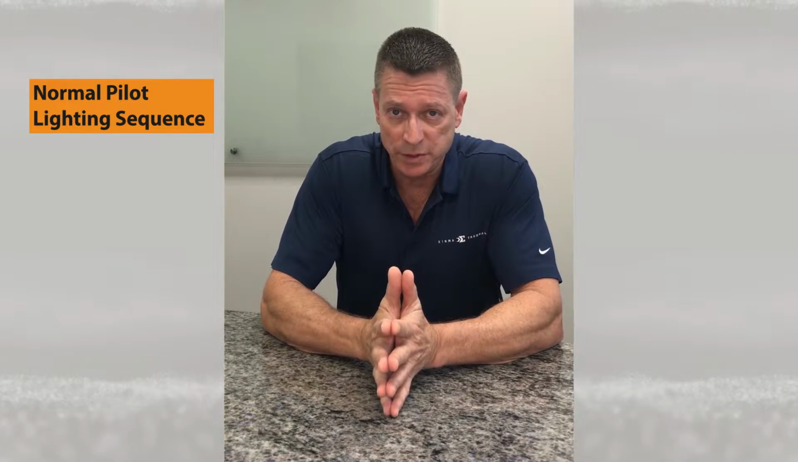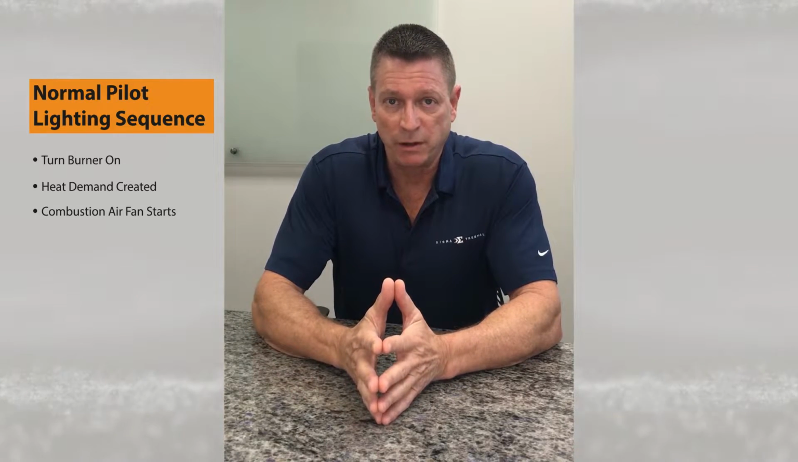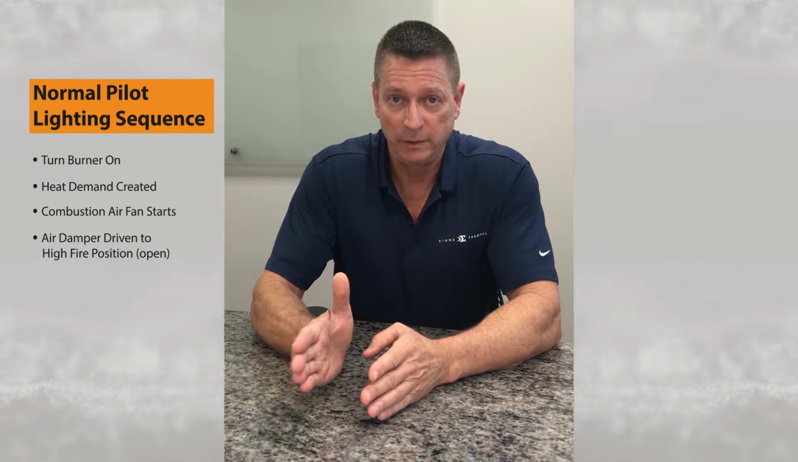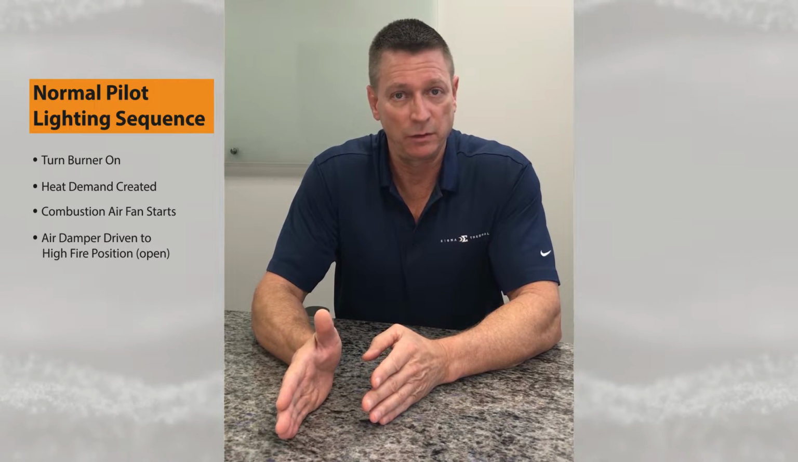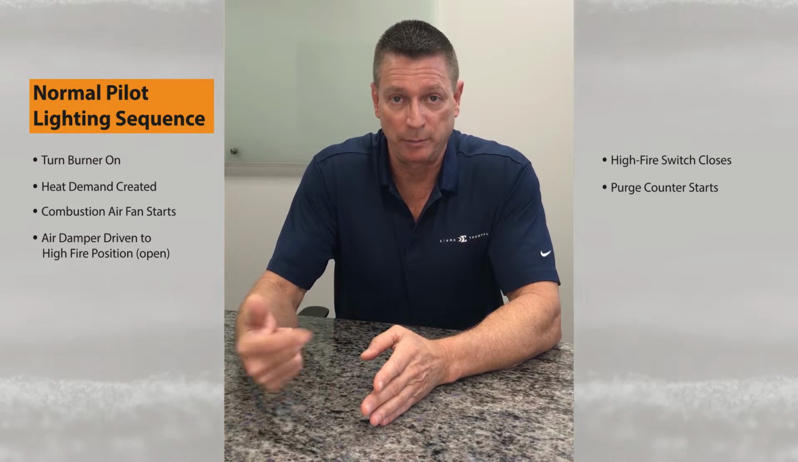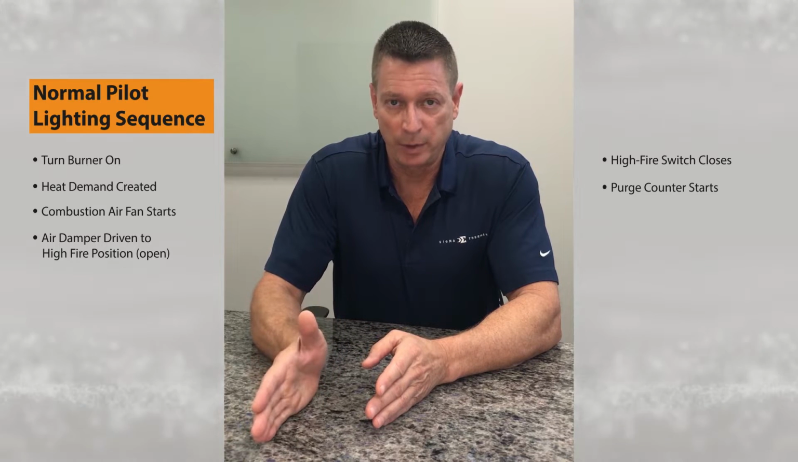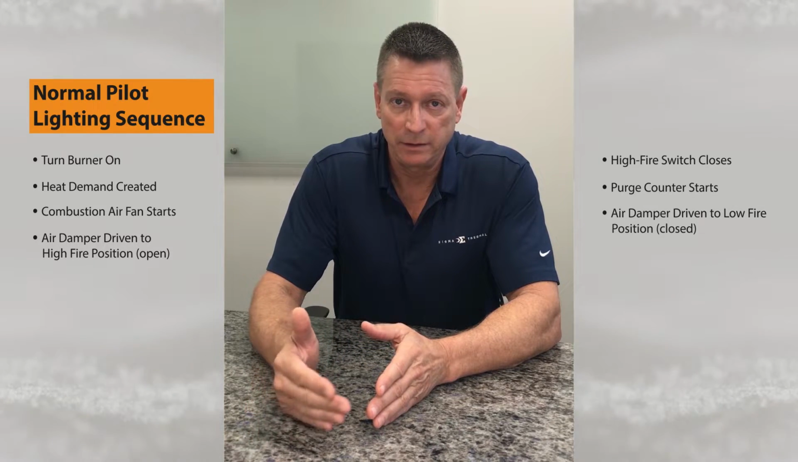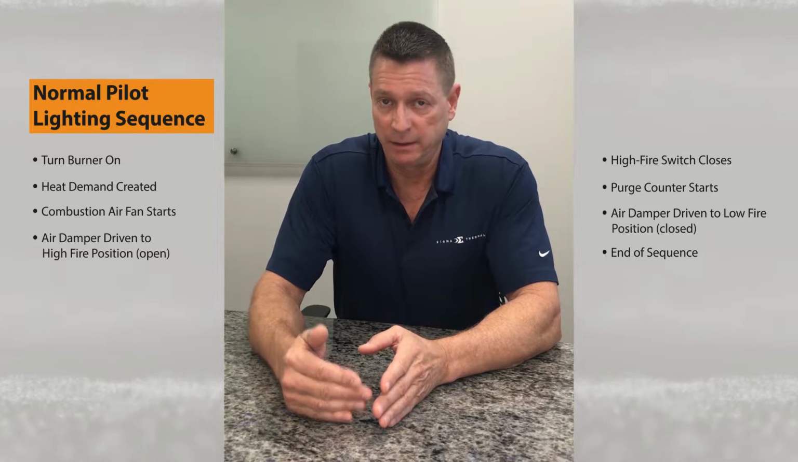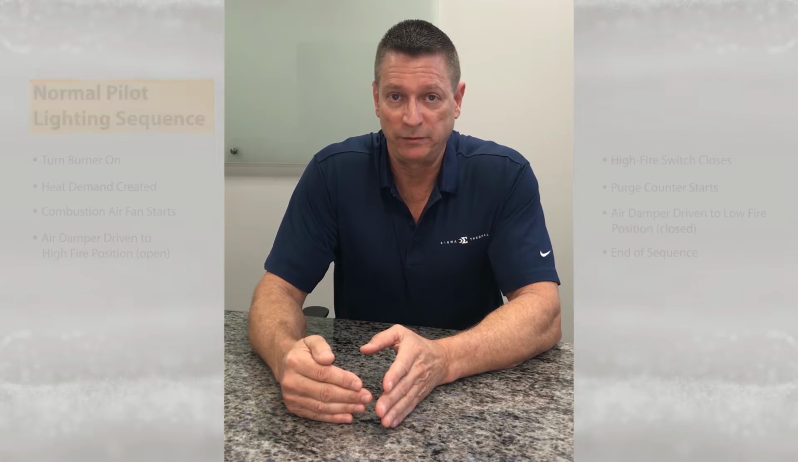The normal sequence is you turn your burner on, your set point is higher than your process temperature, and you get a heat demand. So the combustion air fan will start, and the system will drive the air damper fully open. And once it gets to that full open position, it'll close an intertravel switch, or high fire switch, and start the purge counter. At the end of the purge time, it's going to drive the air damper back to the low fire position, or the minimum position, and make an intertravel switch in the actuator to indicate that it's really there.